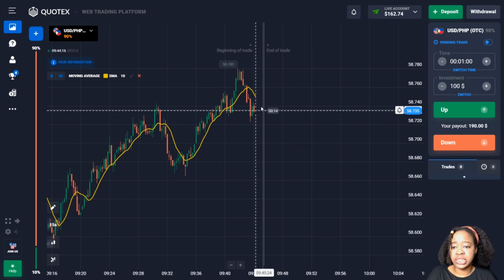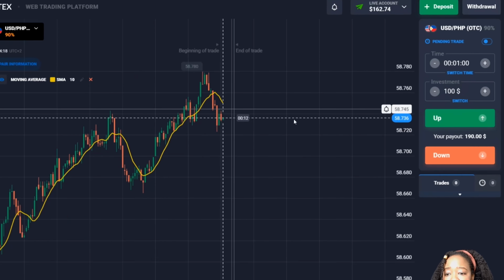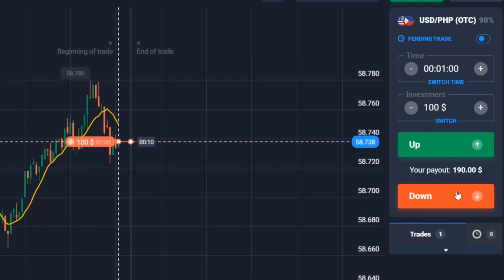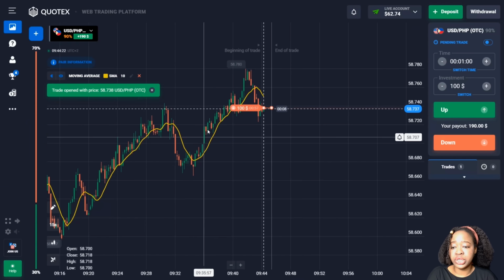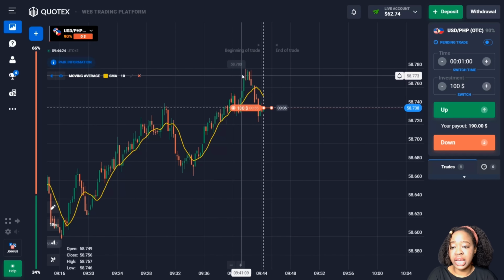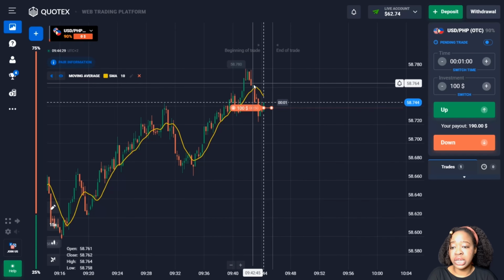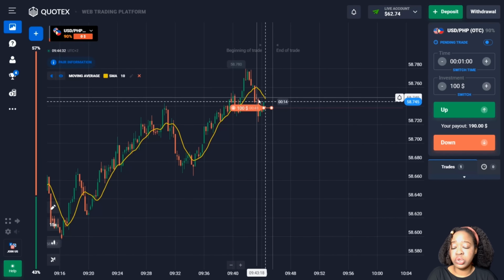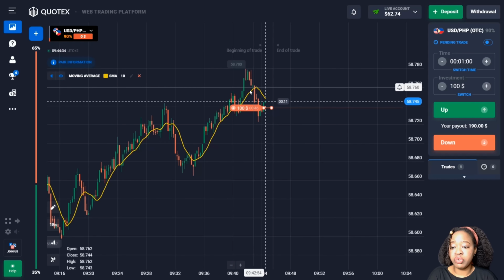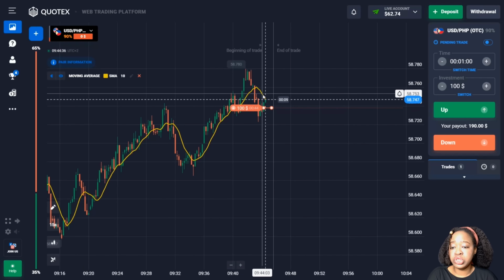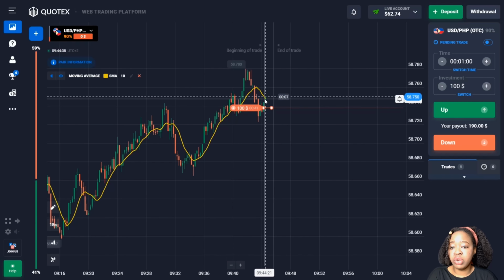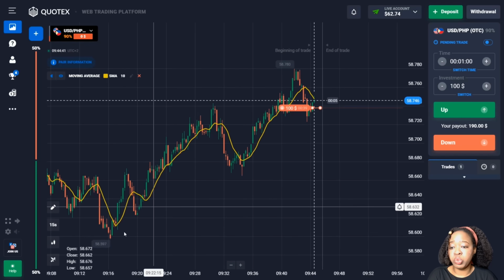Here, guys, you can see that in this situation, I want to open a down trade for 1 minute, because I can see that right now the price is moving higher, and from this point there was a reversal. You can also see the red candlesticks that are appearing. You can see that the price crossed the moving average from top to bottom and continued to move lower, and the moving average also reversed and is moving along with the price.